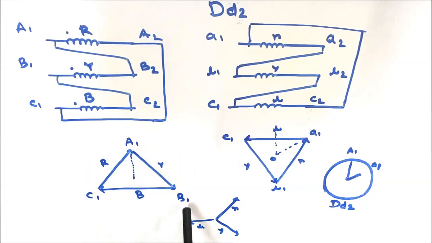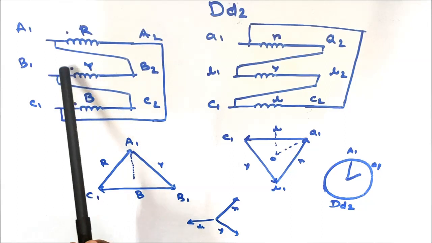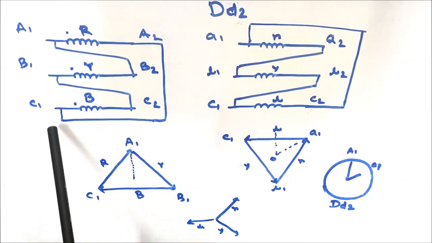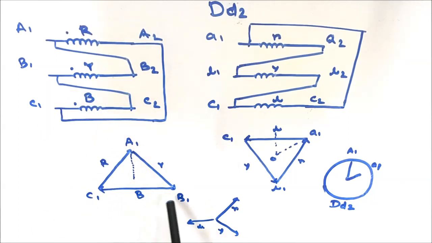In between A1 and B1, there exists Y phase coil. In between B1 and C1, there exists blue phase coil. So if I draw the virtual neutral and draw the vertical line, a straight line towards the red phase connection, it will be at 12 o'clock or 0 o'clock in the clock rotation.